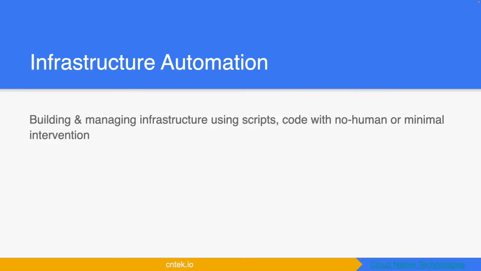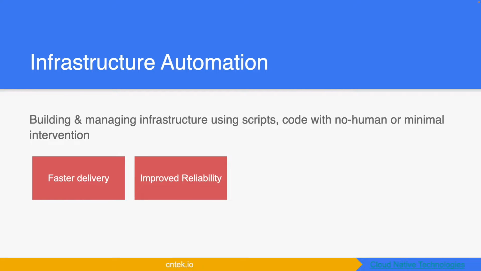So what is infrastructure automation? Infrastructure automation is a way to build and manage infrastructure objects using scripts or code with no human or minimal intervention. Some of the benefits of infrastructure automation are faster deliveries, meaning teams can deliver updates or new features at a faster speed, and improved reliability, which means consistent output through automation. If we are trying to create some infrastructure again and again, we should get the consistent output given the input remains the same.